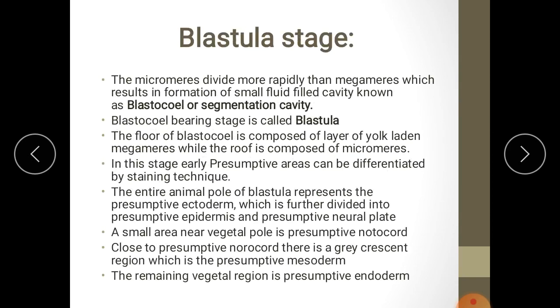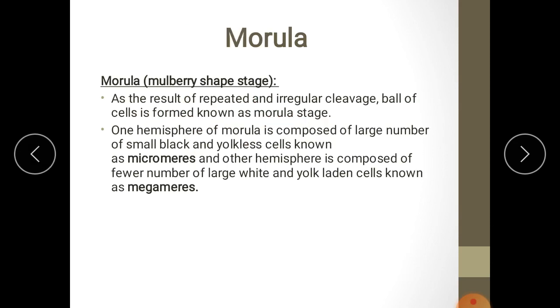Next, the morula becomes the blastula stage. So what is the difference between the morula stage and the blastula stage? The morula stage has no cavity at the center, whereas the blastula has a cavity at the center. That cavity is called the blastocoel. The micromeres divide more rapidly than megameres, which results in the formation of a small fluid-filled cavity known as the blastocoel or segmentation cavity.